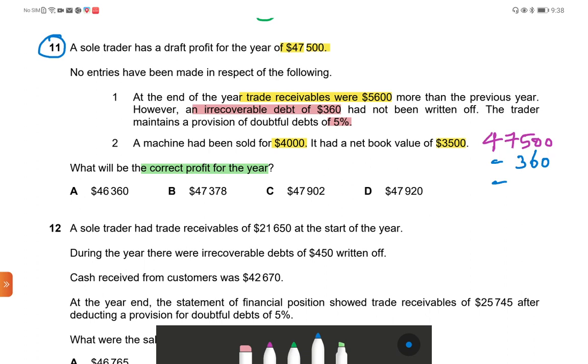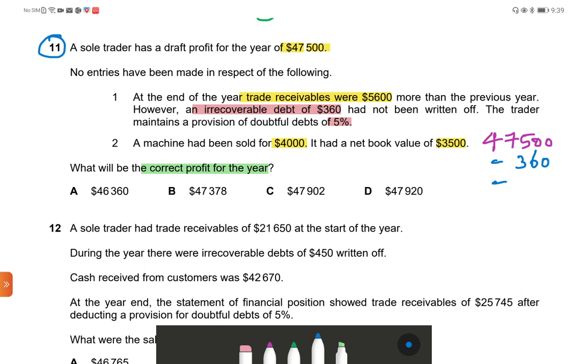After deducting the bad debt. So here, the provision for doubtful debts: increase in provision goes on the debit side of the income statement. Decrease in provision is on the credit side. So here the trade receivable is increased, so our provision for doubtful debts also increases. So it will go to the expense.